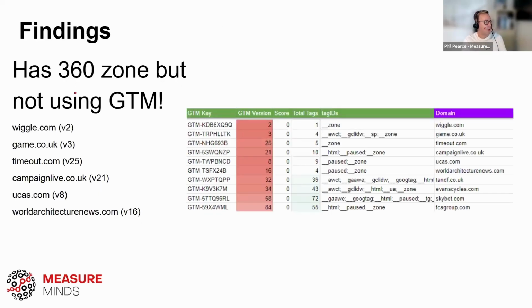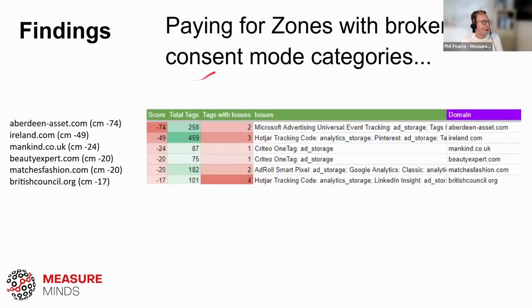And then on some other notes, these are sites that are paying for GA360 or zones, but they don't appear to be actively using GTM properly. But again, this is normally a signal that something doesn't smell right. If they're paying for GTM, what I'd expect to see is versions between 300 and 400, and probably at least 50 tags active. Sites that probably need help or investigating. These ones here, they're paying for zones, but they've got broken consent mode category.